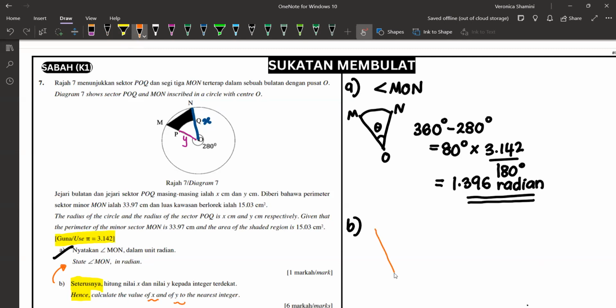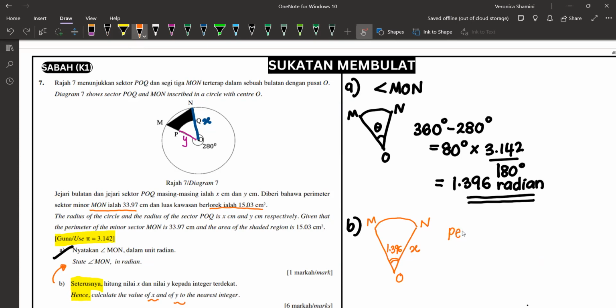Okay, for cari nilai X, kita guna, because you see, the question got give perimeter, the question got give luas. So that means salah satu daripada information you use for X, salah satu daripada information you use for Y. Okay, so teacher buat yang ni dulu yang apa? Perimeter, sebab perimeter lah yang kita boleh guna X, betul tak? And then inside here the sudut is 1.396.